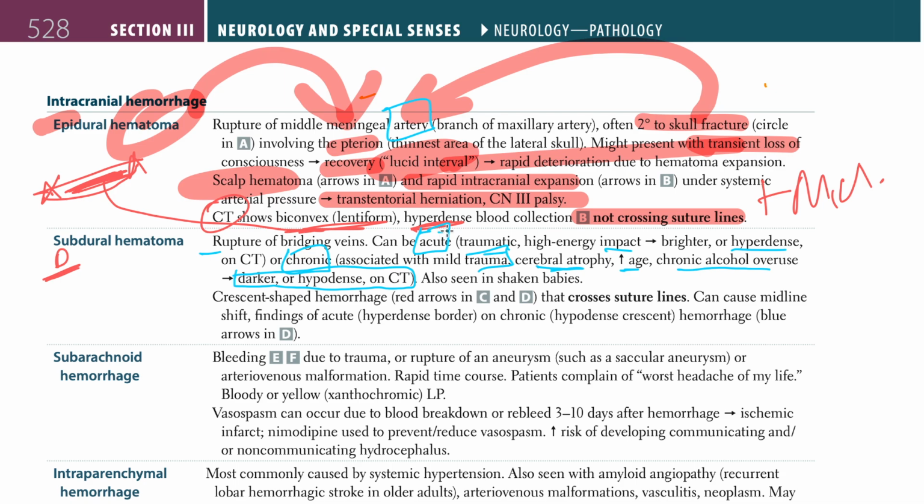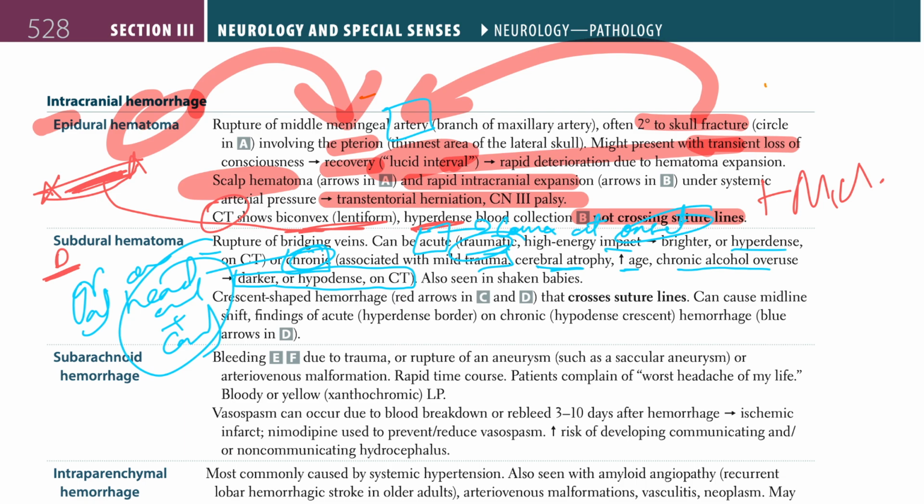So the acute, now let's just present one more thing. The acute will present as coma at onset. So a person gets a traumatic injury, he goes into coma, loss of consciousness. Okay. Well, chronically, these patients will present as gradual onset of headache and confusion, headache plus confusion, gradual onset, and they have either increased age, which causes cerebral atrophy, or chronic alcohol overuse.